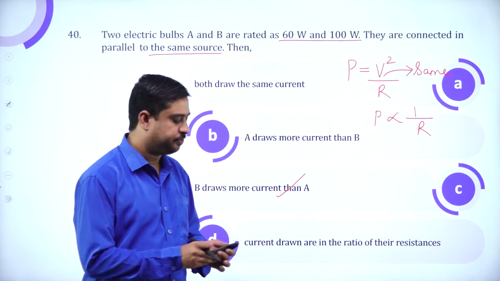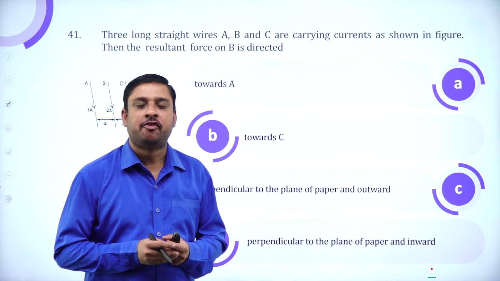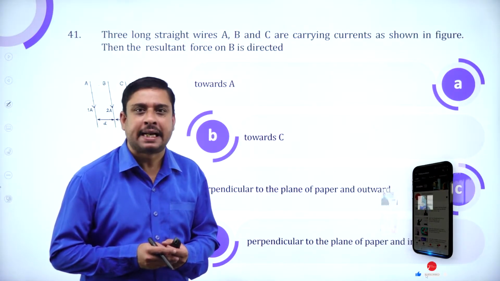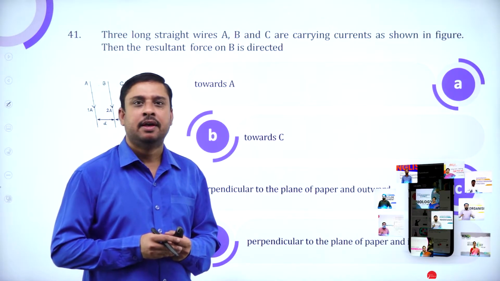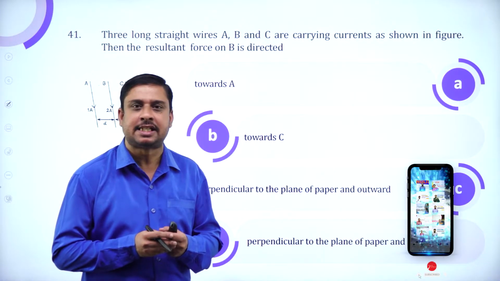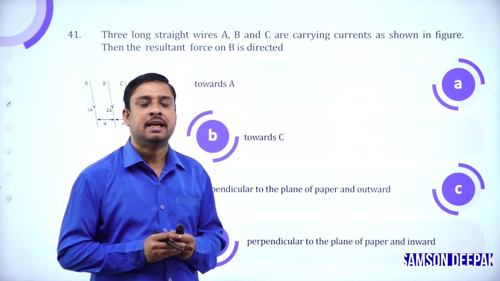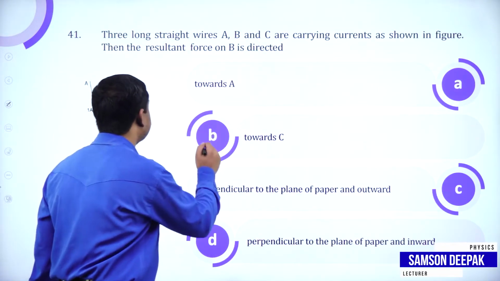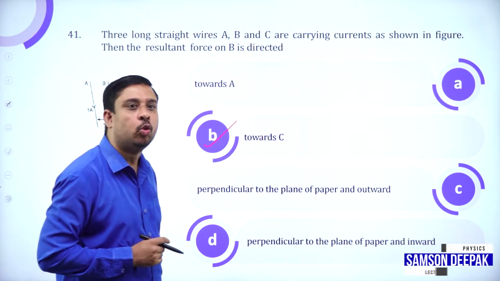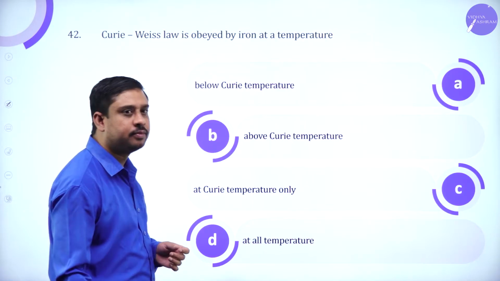The next problem, again a problem on force between two long parallel conductors. In the previous sessions, we have calculated the resultant force. If you abide by that session's calculation, here you can see the resultant force will be towards C. Next one.